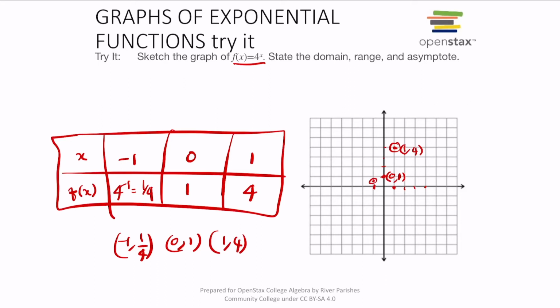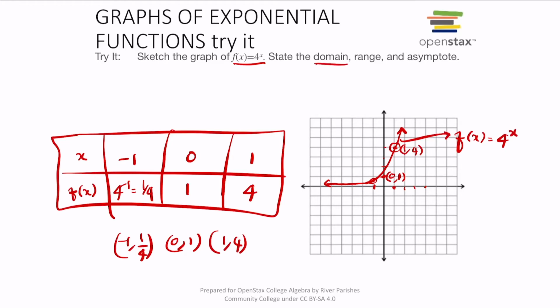Now combine the 3 points here, and remember not to cross the x-axis. So always just graze the x-axis, but never touch it. So this graph represents f of x equals 4 to the power x.